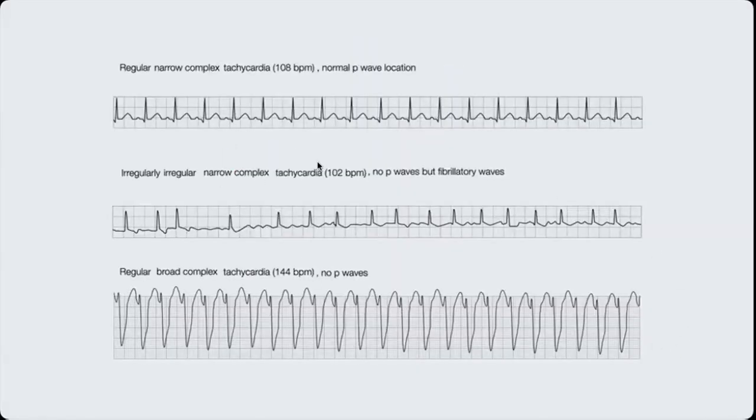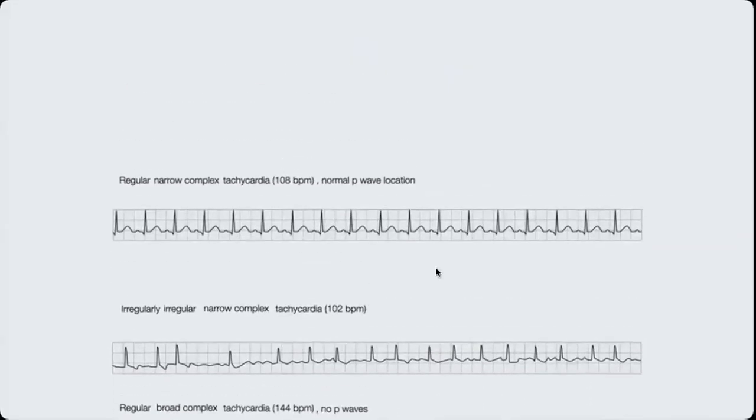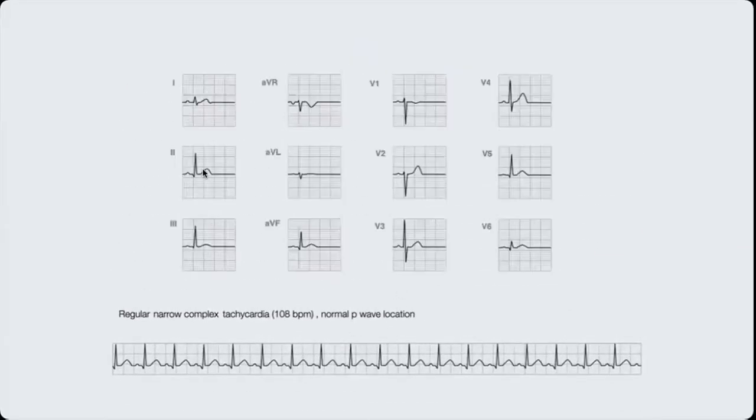I'm going to remove these last two rhythm strips because they don't have P waves, and we're just going to look at the first one. This is the 12 lead ECG for this first one. We can see here in lead II the P wave is positive, and in lead aVR it's negative. What we can say now is that it has a normal P wave location and also a normal P wave axis.